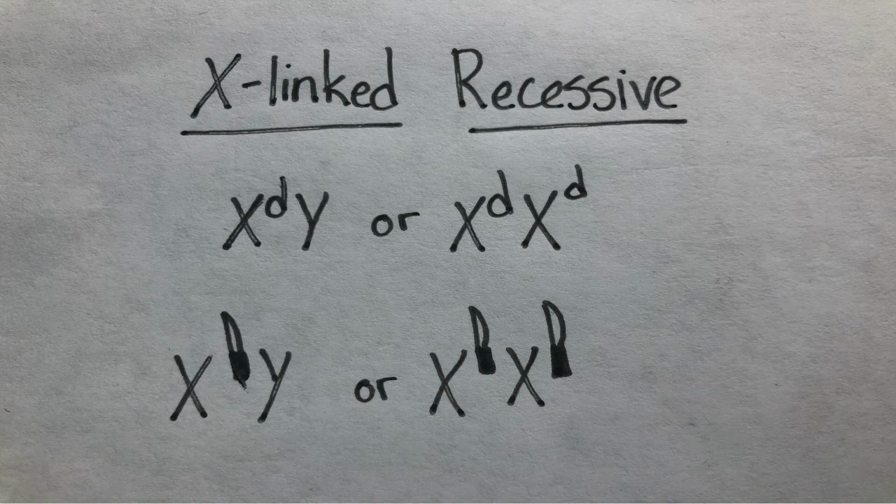X-linked recessive traits still follow the recessive rules. The recessive allele is only displayed phenotypically if it is the only allele present. The dagger will only win if the dagger is the only allele present.